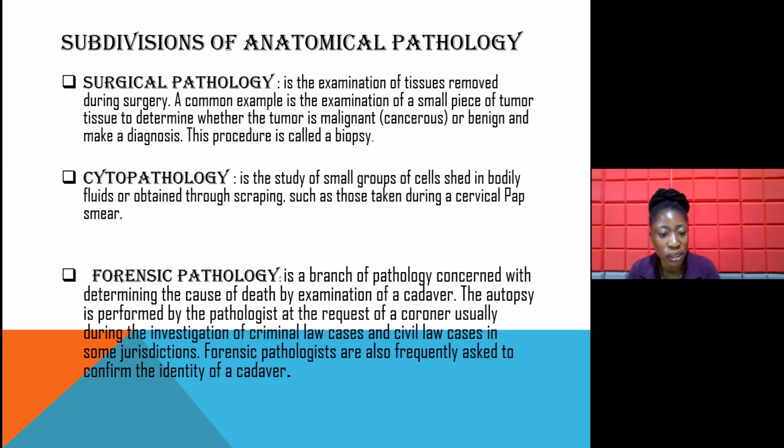Then the last one is the forensic pathology. For forensic pathology, when we get the word forensic, it's just a branch of pathology concerned with determining the cause of death by examination of a cadaver.